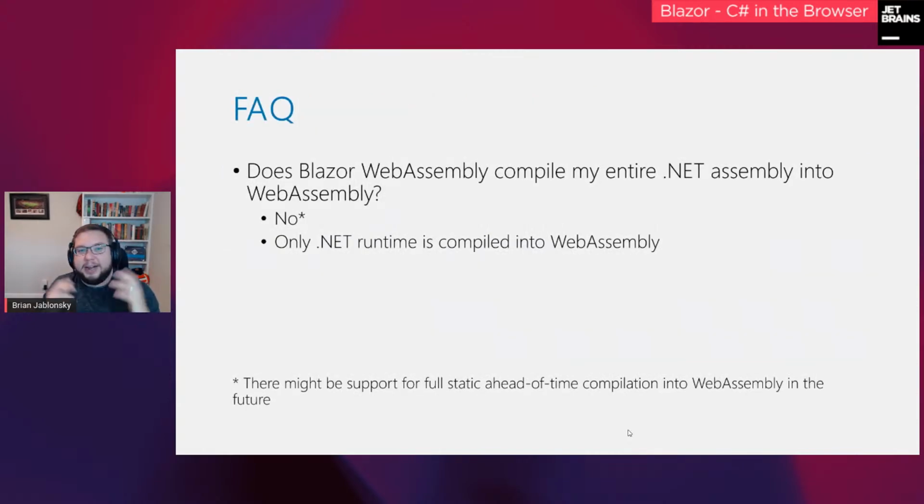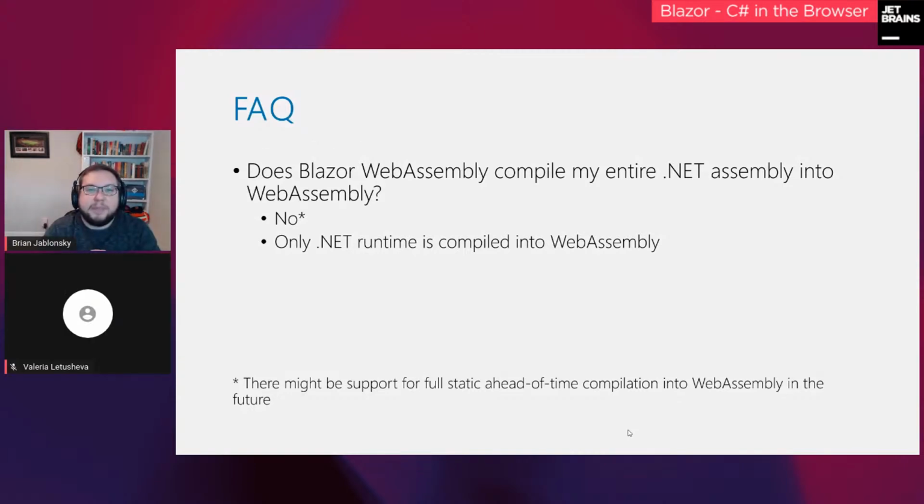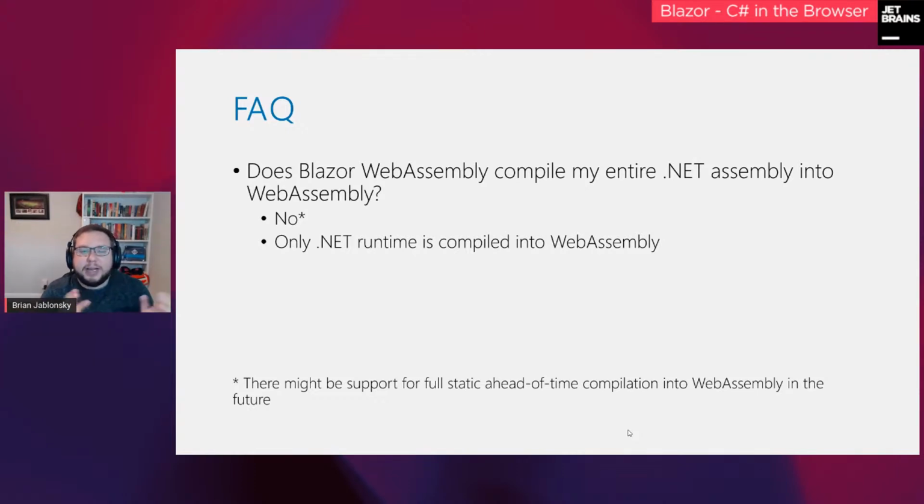So, some of the frequently asked questions I usually get is, does Blazor WebAssembly compile my entire .NET assembly into WebAssembly? No, it doesn't. It basically runs a version of the .NET framework that is compiled into WebAssembly. It ships to you as a WebAssembly module. You don't actually compile that, and then you just run everything on top of that. So you don't actually compile anything technically into WebAssembly.